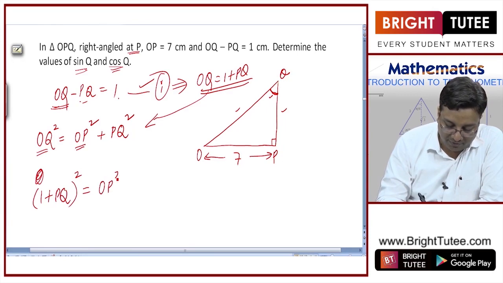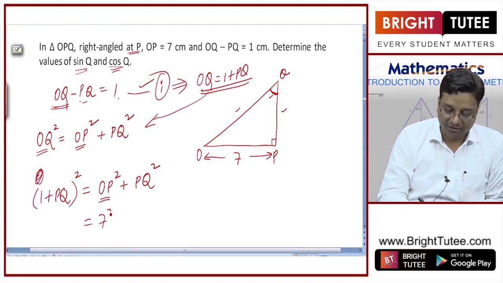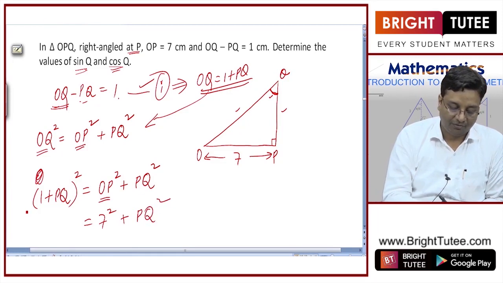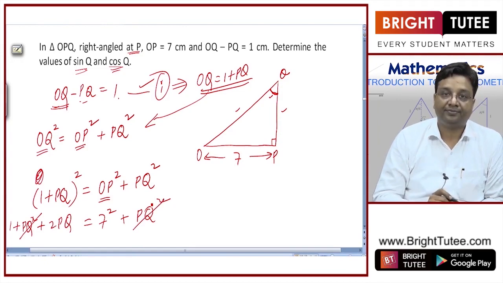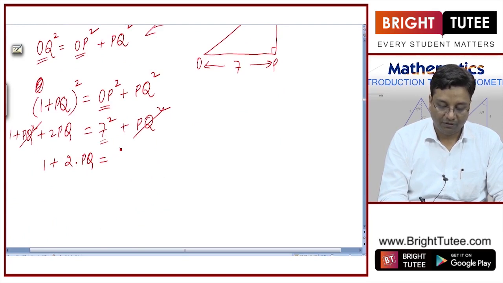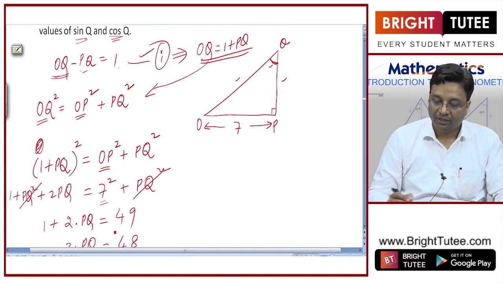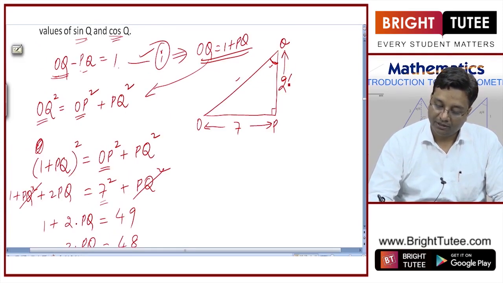It is equal to OP square plus PQ square, right? This OP square can be written as 7 squared, this PQ square as it is, and from the left hand side let's open this bracket, 1 plus PQ square plus 2PQ, right? And this PQ square gets cancelled. So you can see 1 plus 2 into PQ is equal to 7 squared, which is equal to 49, right? So 2 PQ is equal to 48 and PQ is equal to 24. So I have got this side also. This is 24 units, 24 centimeter, right?